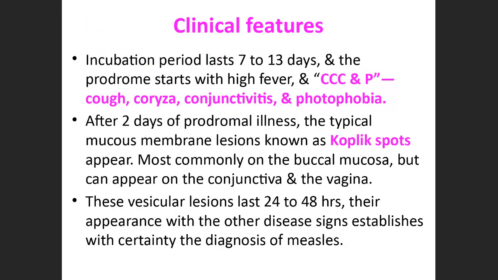Now, what is the prodrome stage? It is highly infectious. The incubation period lasts for around 7 to 14 days. And this prodrome stage starts with triple C and P. You remember this. Triple C stands for cough, coryza, conjunctivitis, and photophobia.